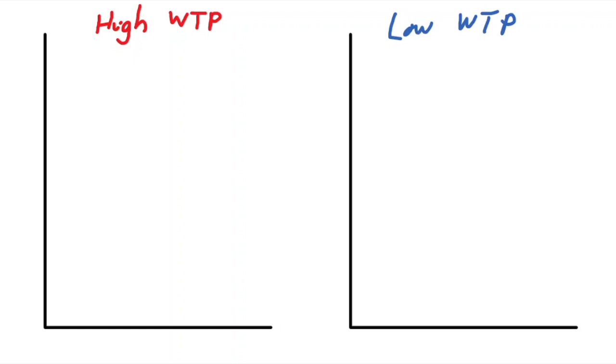Both diagrams have a price and cost involved, so we have price and cost up here, quantity down on the x-axis, and price and cost for a low willingness to pay, and quantity down on the x-axis. Both of them will have a demand curve.